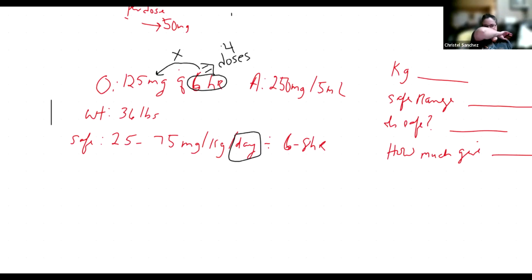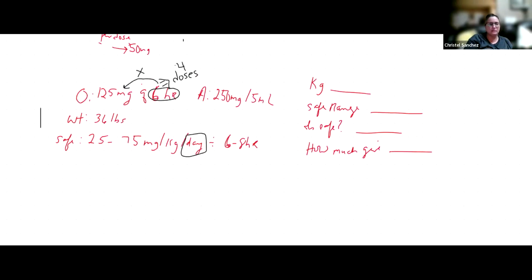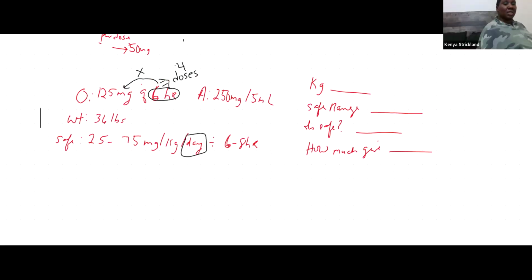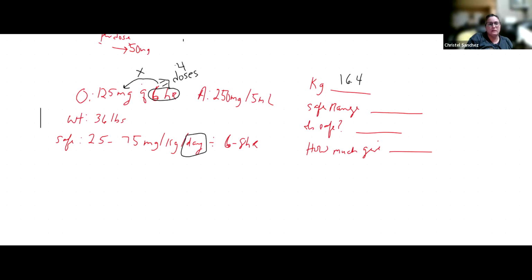So 36 divided by 2.2 is what? Let's see. 16.36, which would be 16.4. Okay, so we have our 16.4. And then once I get that kilogram, what do I have to do? I have to multiply it by both of these safe doses.